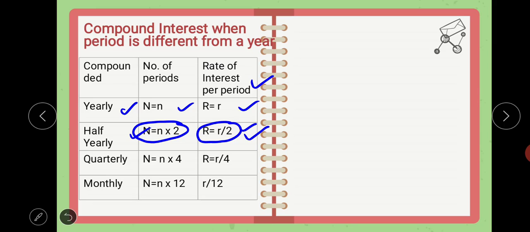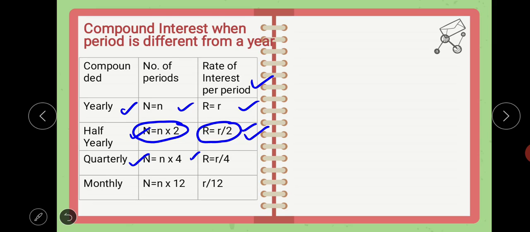Now quarterly. Suppose compound interest is compounded quarterly. So what is the value of N? The number of periods we have to take is N multiplied by 4, it means number of years multiplied by 4. Suppose the number of years is 2, so 2 multiplied by 4, 8. So we have to take 8. It means when we calculate the compound interest compounded quarterly, we take the number of periods as 8. It means every 3 months the compound interest will be charged and it is added to the principal.